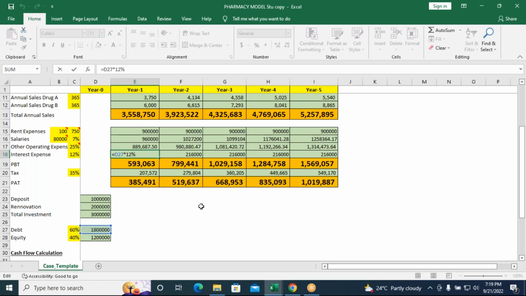So interest, I am paying it on the debt, right? The loan I am taking from the bank. So how much have I planned to take as a loan from the bank? It is 60% of my total investment. So when we calculate on the total investment, the debt value is 1 crore 80 lakh rupees, which I am taking from the bank. On this, the interest rate is 12%. That is 2,16,000.